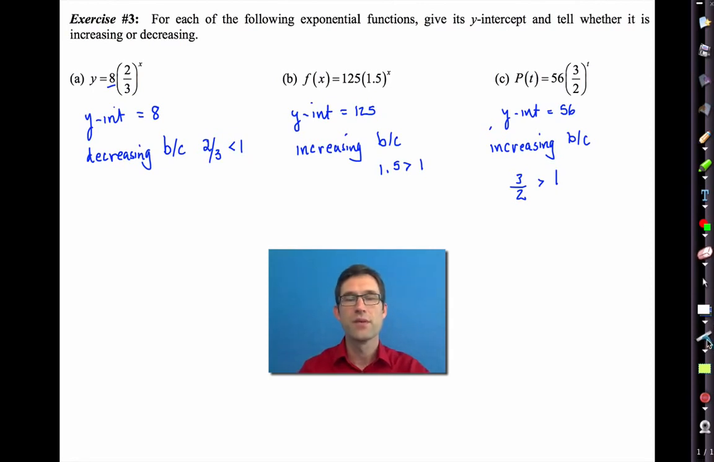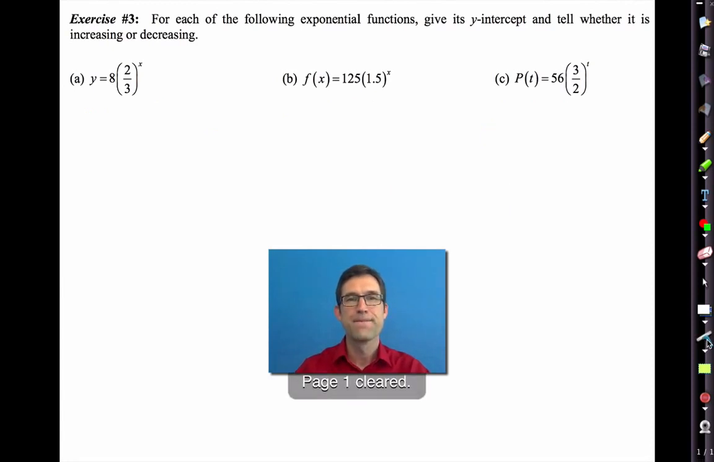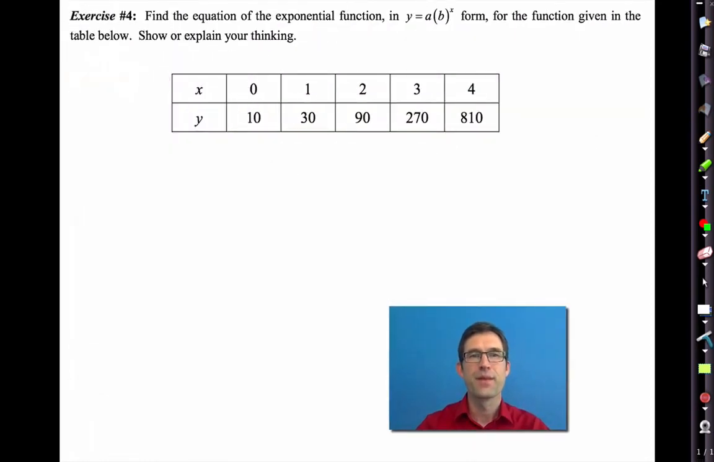All right, so I'm going to clear this out. Pause the video if you need to. Okay, here we go. All right, last problem. We're going to be doing this a lot in the future, but finding equations of exponential functions. Think of all the equations of linear functions we've found at this point. Now we're going to do exponential functions.